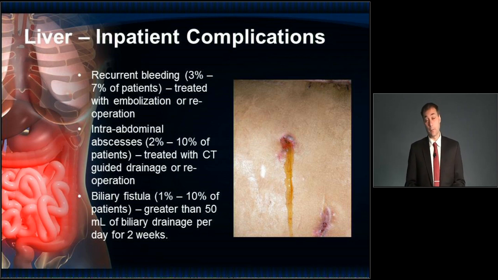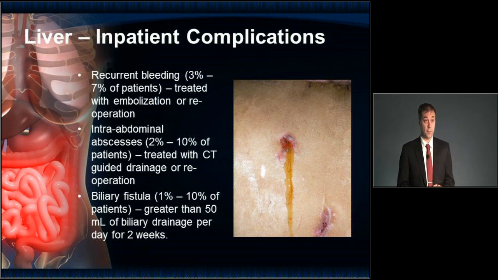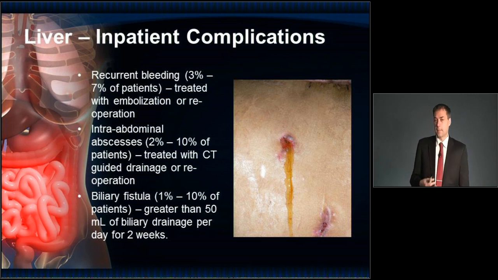Some of the long-term complications to monitor for with liver trauma include recurrent bleeding. Up to 3 to 7% of patients will bleed again. And this may require embolization or a reopening of the abdomen to fix the bleeding site. These patients can develop intra-abdominal abscesses. Typically, abscesses are treated with a CT-guided drainage or reoperation. And they can develop biliary fistulas like you see on the screen. A biliary fistula is defined as greater than 50 mLs of biliary drainage per day for over 2 weeks.